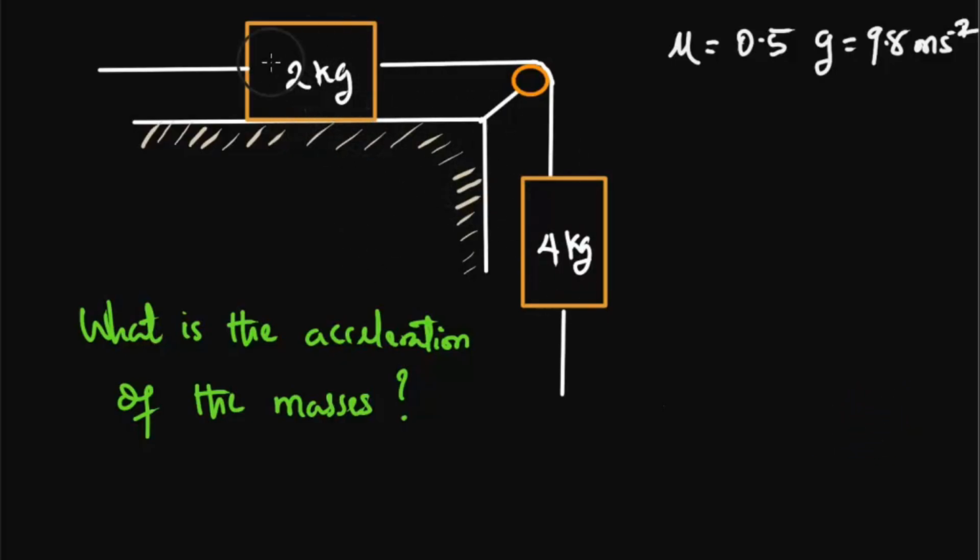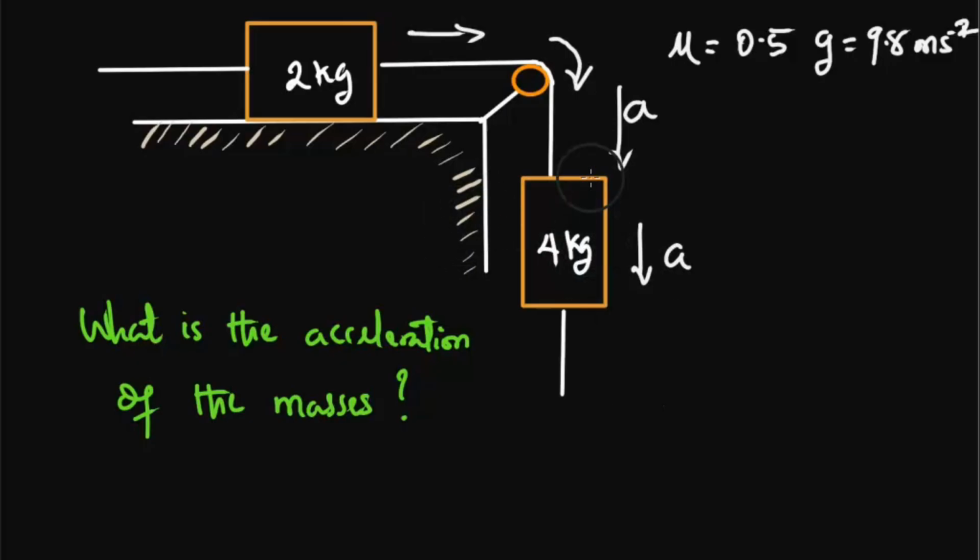Coming to this 2 kg mass, we can say that this block is going to go in this direction. And why is that? Because this is a 4 kg mass, which is greater than 2 kg, so it is going to pull this block downwards. So acceleration is going downwards. That's the first point we need to tackle.